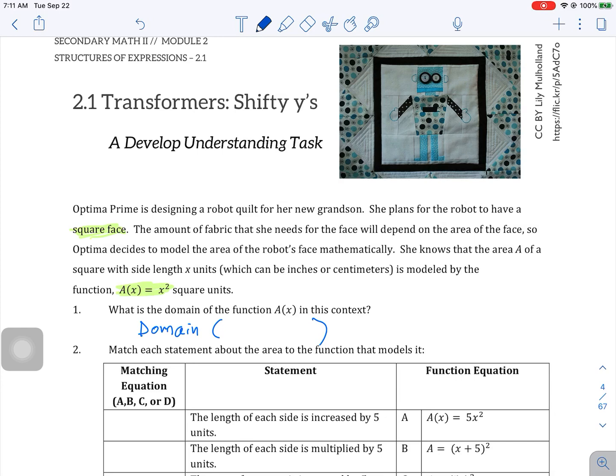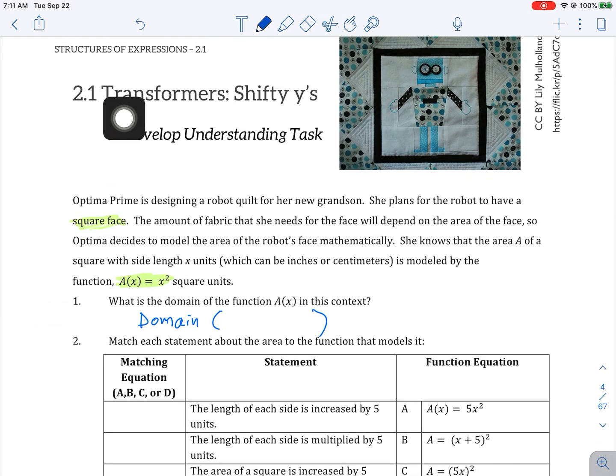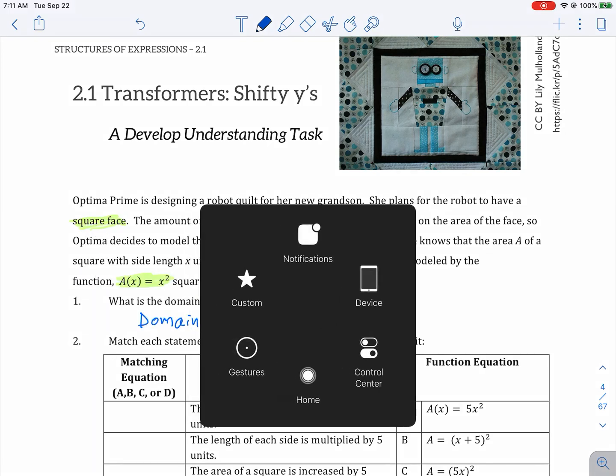Welcome. This is Module 2, Task 1. It's called Transformers Shifty-Wise. It's looking at transformations, so possibly that's why it's called Transformers. The assumption is you have a square face for this quilt. It's a square, so therefore you can use the area is equal to x squared, x being the side length.